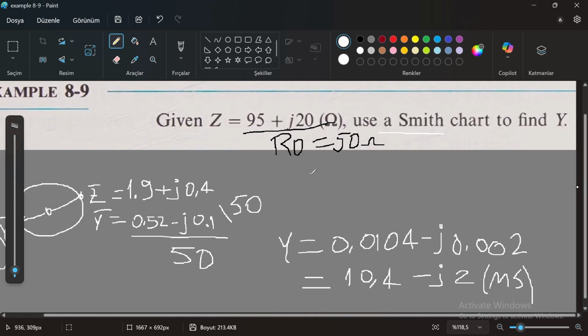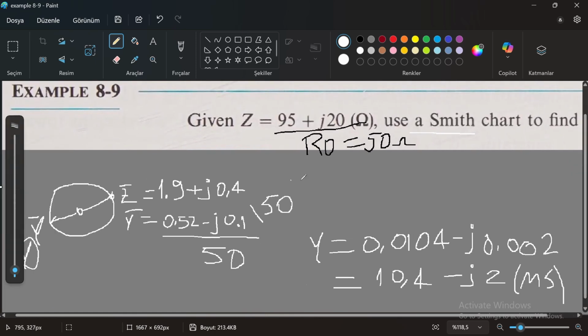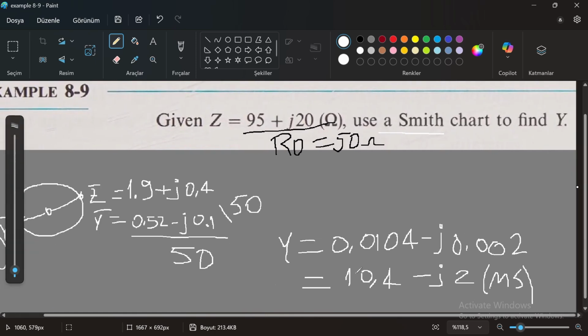So that's it for this video. If you can check this example, I'm not sure, I think it's the correct answer. I will check. If this is wrong, I won't publish the video.